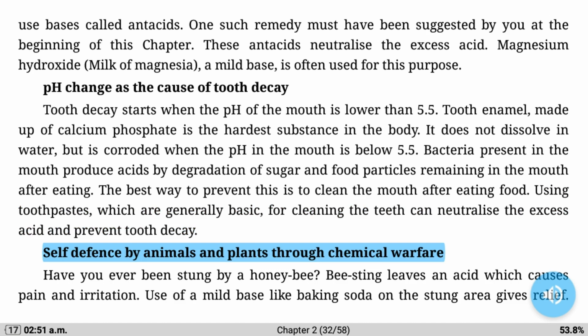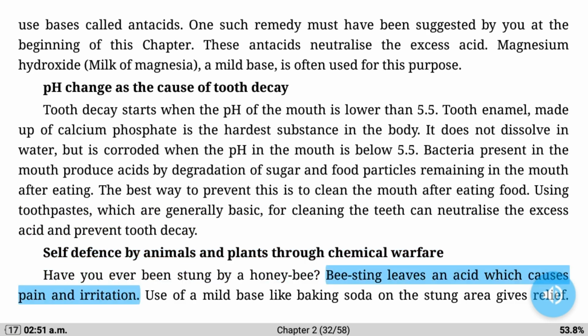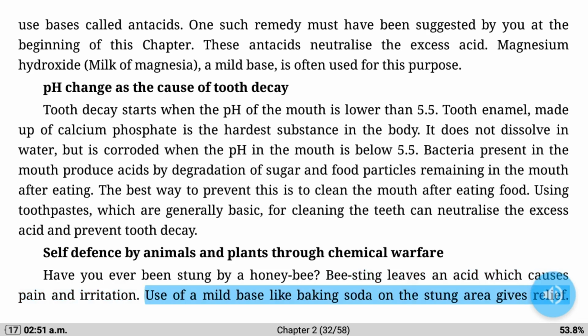Self-defense by animals and plants through chemical warfare. Have you ever been stung by a honeybee? Bee sting leaves an acid which causes pain and irritation. Use of a mild base like baking soda on the stung area gives relief.